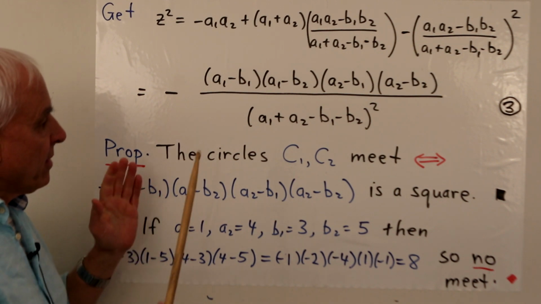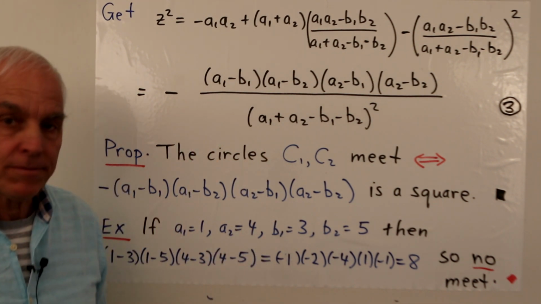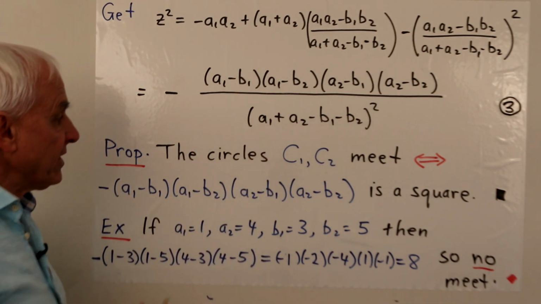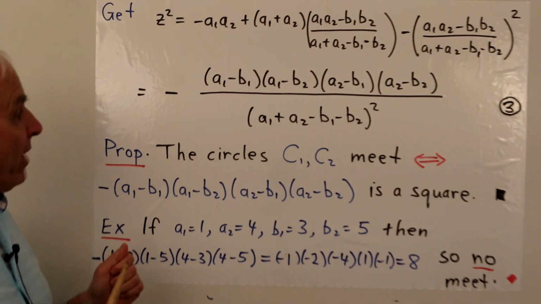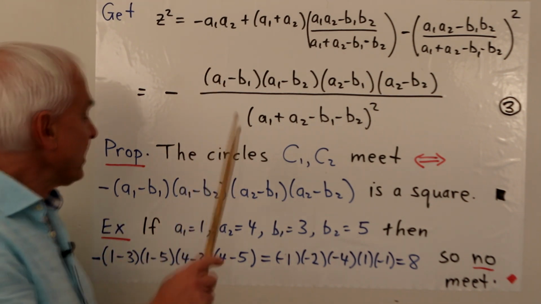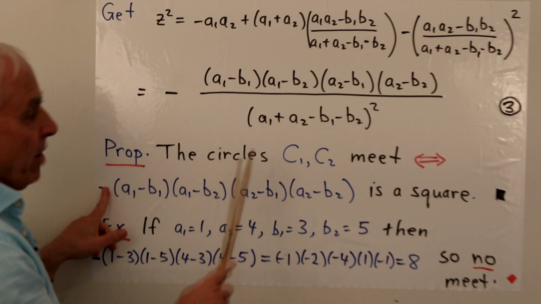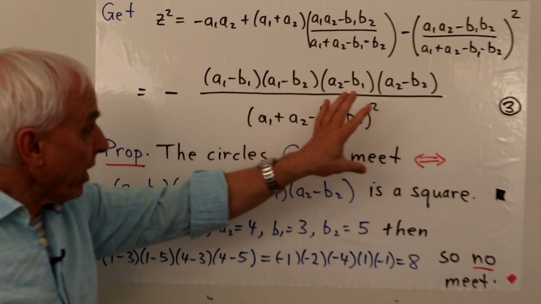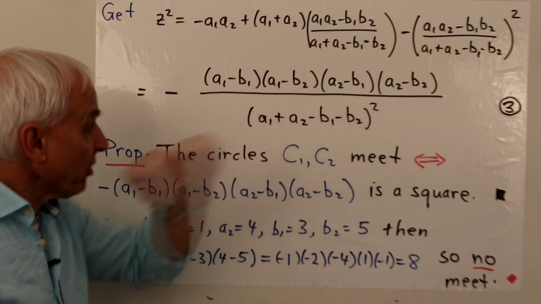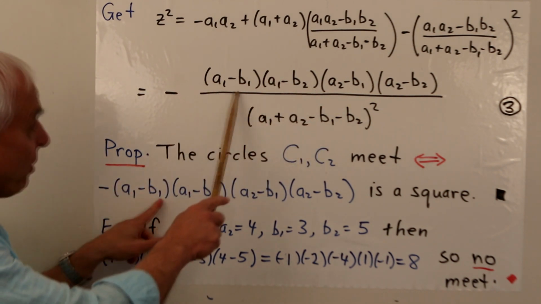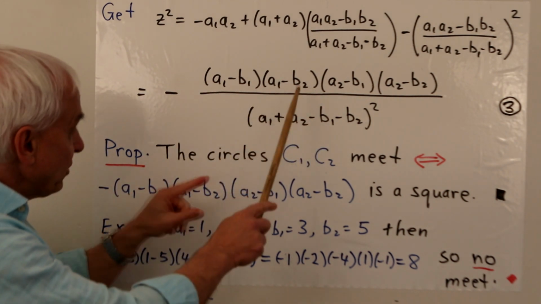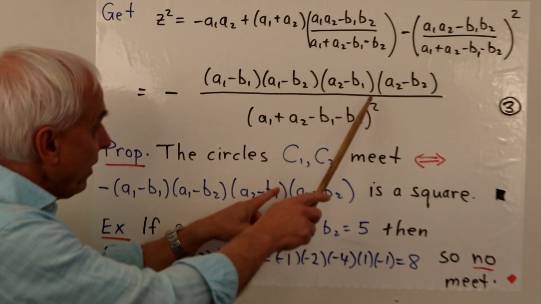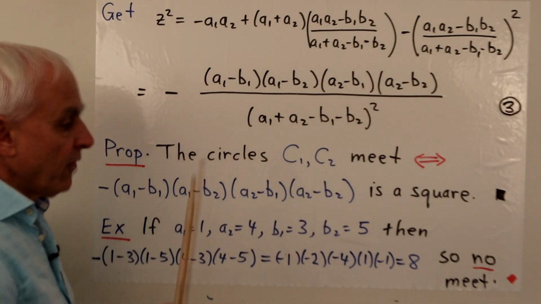So we can then summarize what we've learned. The two circles C1 and C2 meet precisely when? Well, precisely when the numerator is a square, because the denominator is already a square. So this whole thing being a square is equivalent to the numerator being a square. So that's minus (a1 minus b1)(a1 minus b2)(a2 minus b1)(a2 minus b2) is a square.